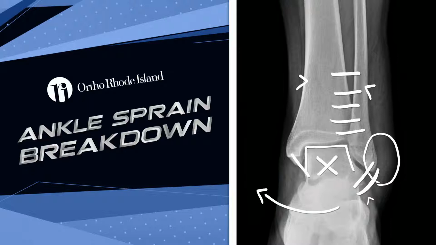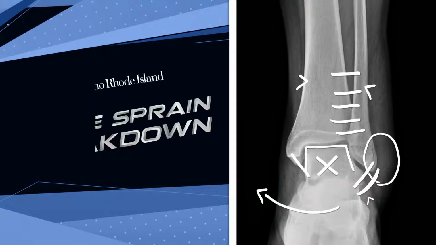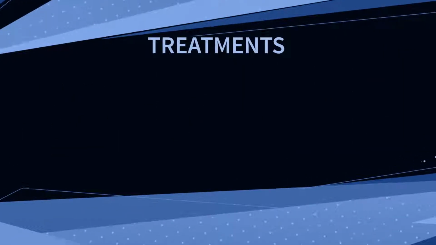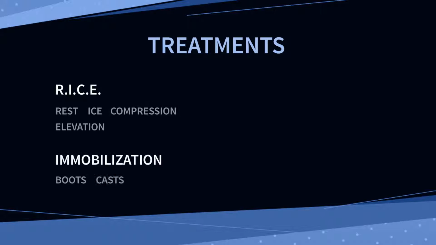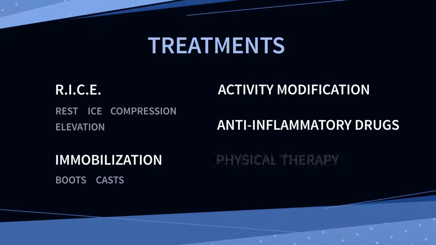And in treating ankle sprains, the vast majority of patients, which is a good thing, can be treated without a surgery. Treatment is the general RICE therapy, which I'm sure lots of people are familiar with, which is rest, ice, compression, elevation. But then there's other things like immobilization in boots or casts, activity modification, anti-inflammatories. And then with physical therapy, most patients can get back without any type of surgery and get back to life without any problems.